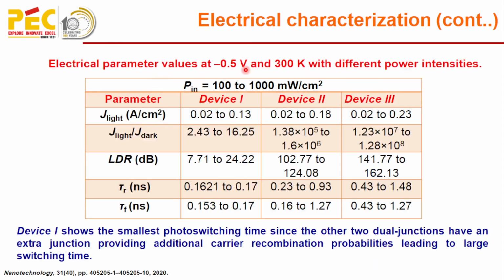So these are the performance parameters at 100 to 1000 milliwatt per centimeter square intensity, and it was found that device 3 shows better light current density, better photosensitivity, that is J light over J dark, and better linear dynamic range. But the response time of device 1 was better, and the fall time is also better for device 1 as compared to device 2 and device 3. This is due to the presence of the dual junction in device 2 and device 3, which provides additional carrier recombination probability, leading to a larger switching time.